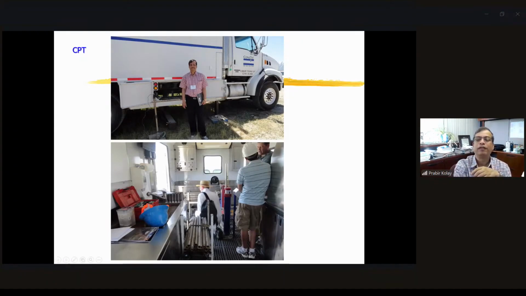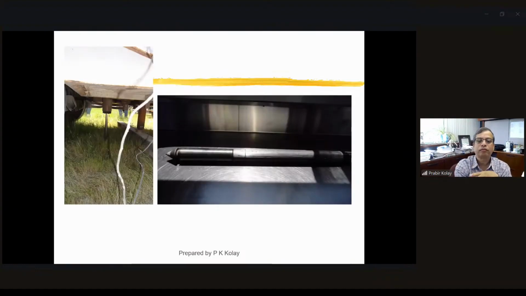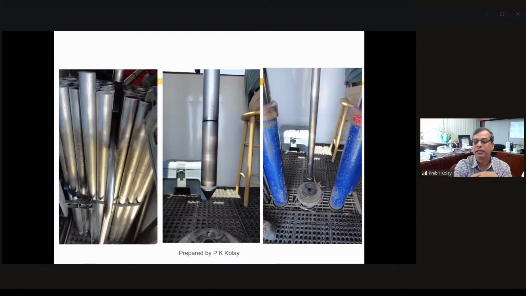Obviously, to push it into the ground, you need to anchor the truck itself into the ground so that you can push the pipe in. This is how it looks over here, and the sample is being pushed. This is how the cone looks. And this is a closer view. This is the hole where the CPT cone has penetrated into the ground.